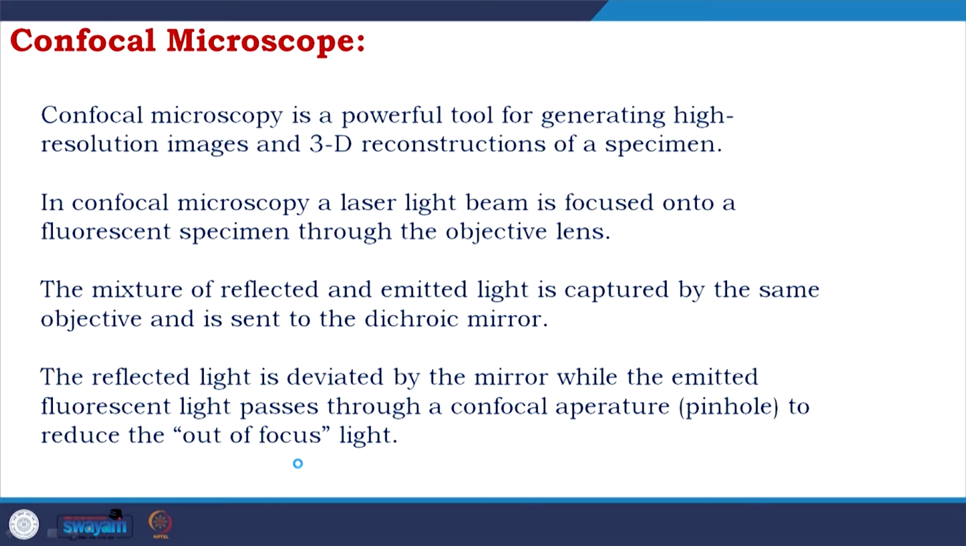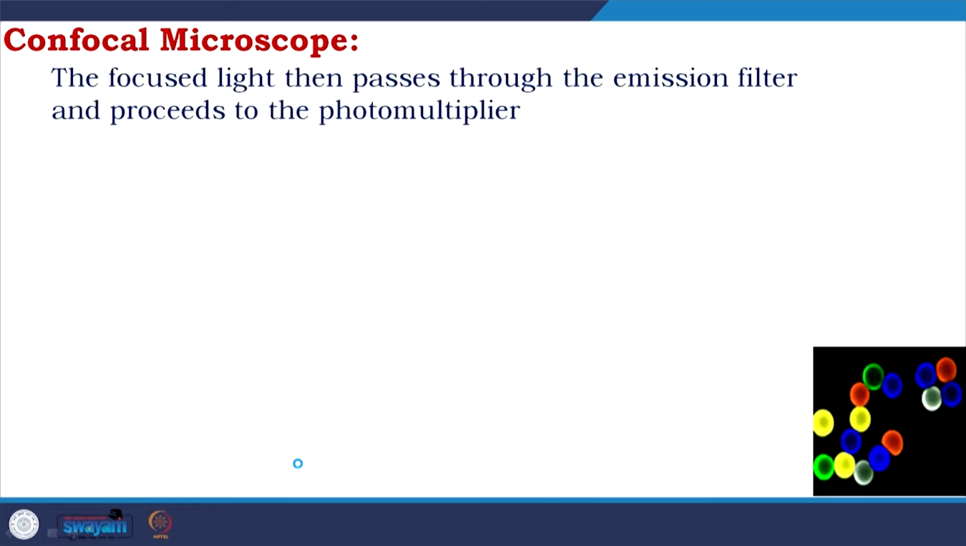Confocal microscope is a powerful tool for generating high resolution images and 3D reconstruction of a specimen. In confocal microscopy, a laser light beam is focused onto a fluorescent specimen through the objective lens. The mixture of reflected and emitted light is captured by the same objective and is sent to the dichroic mirror. The reflected light is deviated by the mirror, while the emitted fluorescent light passes through a confocal aperture to reduce the out of focus light.